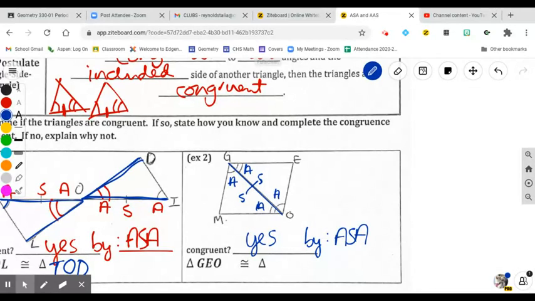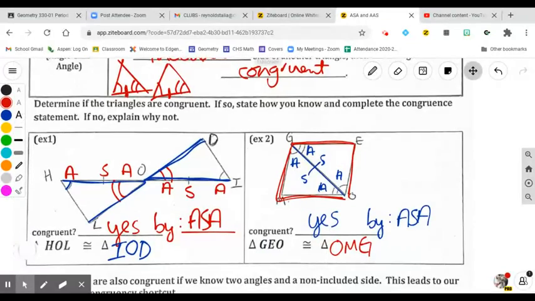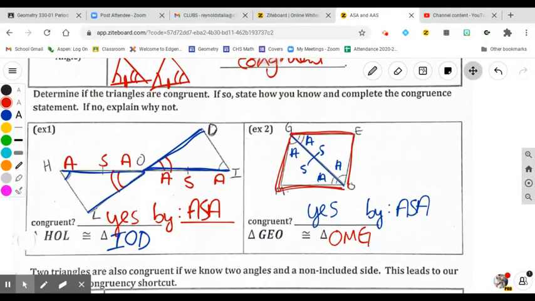And then for the order, let's see, we went G, E, O this time. So from G to E to O. So from two arcs to none to one. So we're going to go 2 to none to 1. So it's going to be OMG. All right, so those are two examples of angle, side, angle.